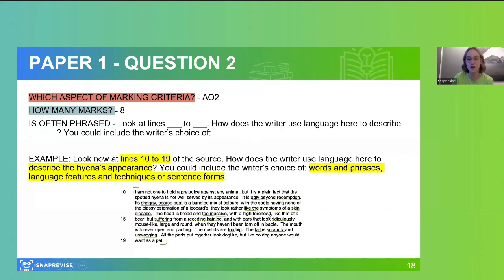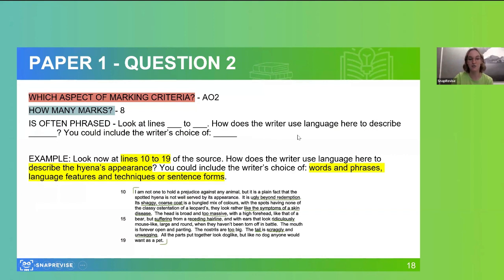So let's start with shaggy coarse coat. Does anyone have any ideas what sort of literary technique or language device that might be? If you have any ideas, and if not, then that's okay, we can just talk about it. So shaggy, did I enable that? Yes, I did.